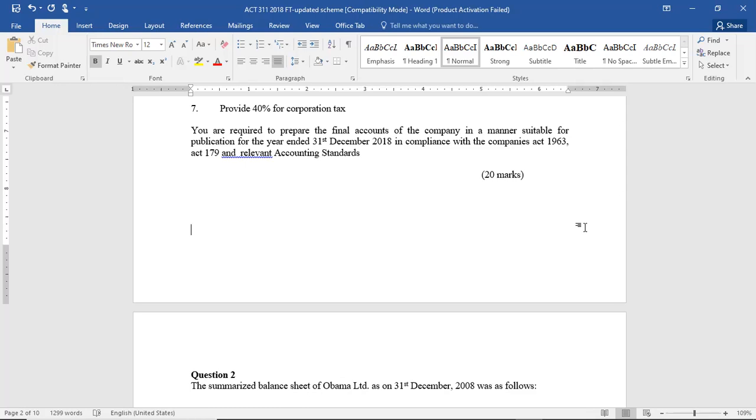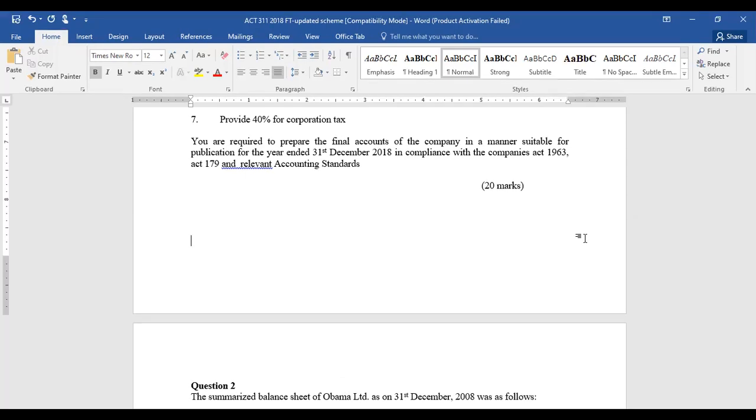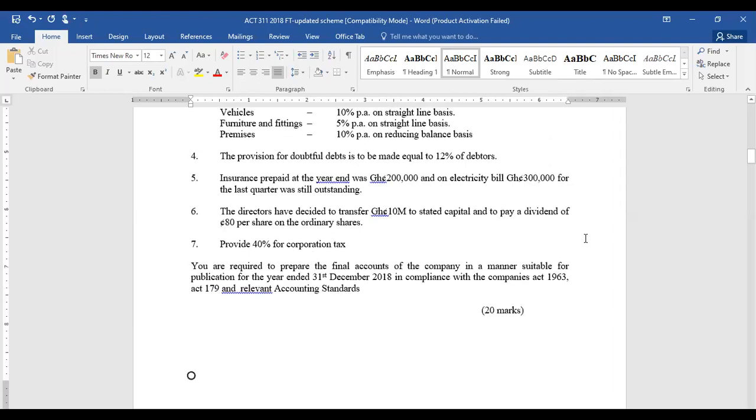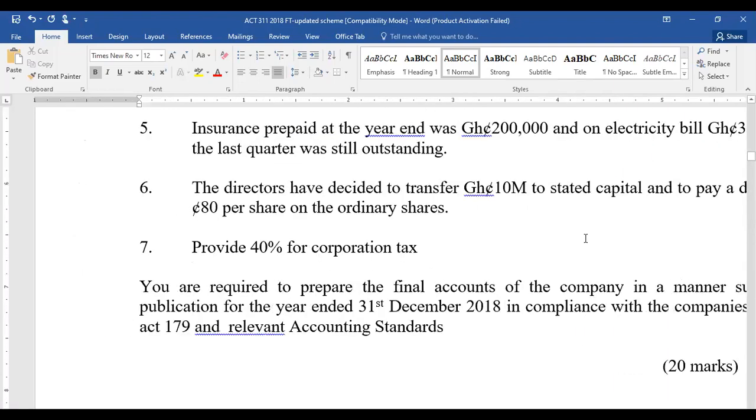Then you tax. So you put there taxation or tax. When you go to the notes, they said you are to provide for corporation tax of 40%. So you strike 40% on the 31,250. How much are you getting? 12,500. So you less your 12,500 from the 31,250.